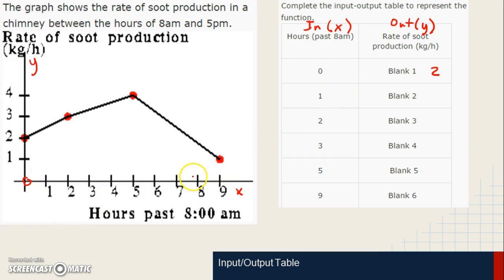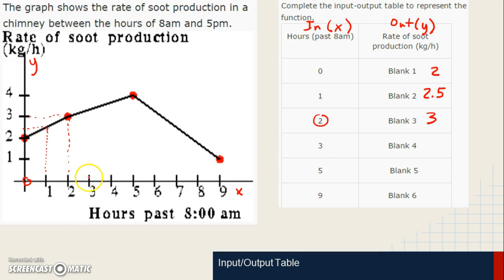At 1, we go where the input is 1, and then we just go up to where the line is, and it looks like the output is somewhere between 2 and 3, so we can go ahead and assume that they want us to put 2.5 because it looks like it's halfway. We go for 2. Dot up. What's the output? Looks like the output there is 3.